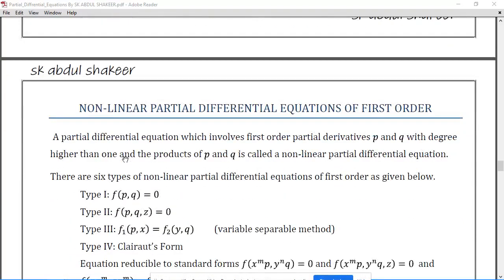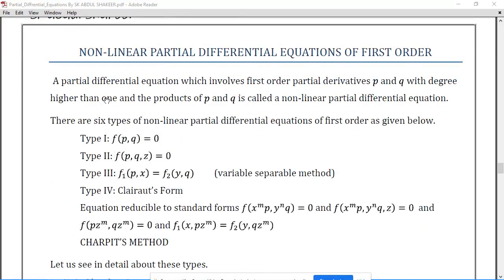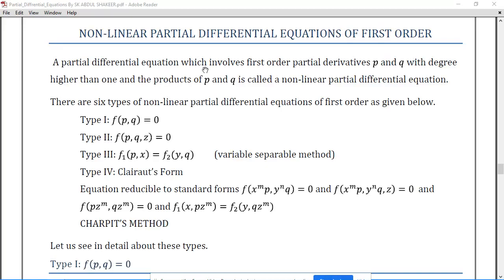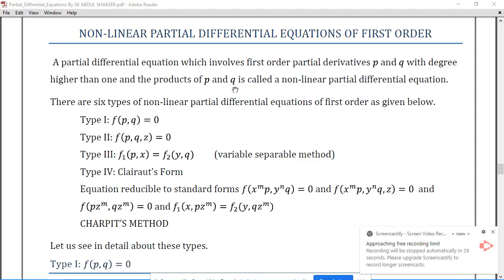And coming to non-linear partial differential equations. A partial differential equation which involves the first order partial derivatives p and q with a degree higher than 1, that is more than 1. The first order partial derivatives are p, q, not r, s, t. r, s, t are second order partial derivatives. And if the equation involves the products of p and q, like pq, p square, q square, p cube, q cube, it is called a non-linear partial differential equation.